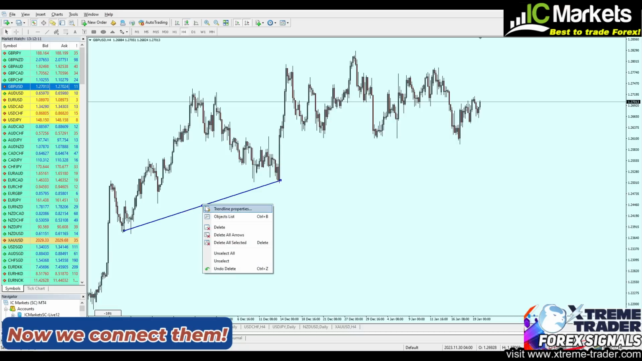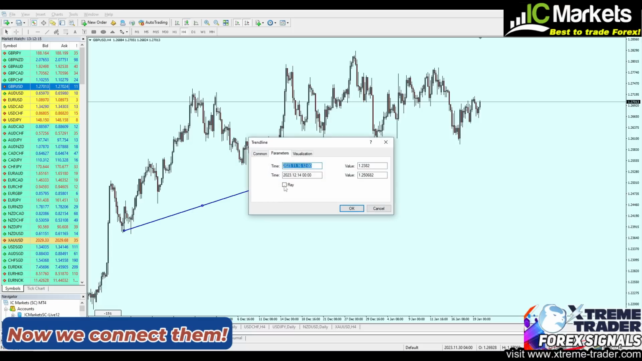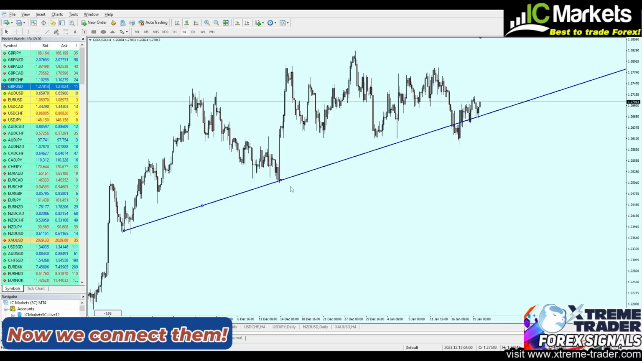Just simply right click on it, click Trendline properties, and then select ray, activate the ray, and now you can see that the line has been expanded. Voila, what do you see? In the end, the same level of support trend line has indeed been respected right here. It became a support trend line number 1, 2, and even 3.